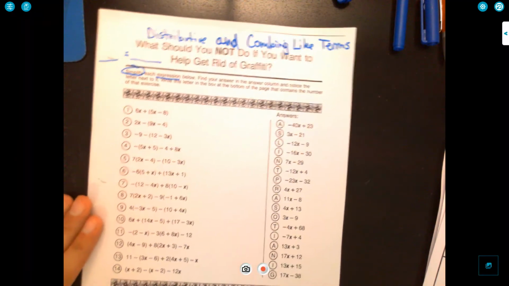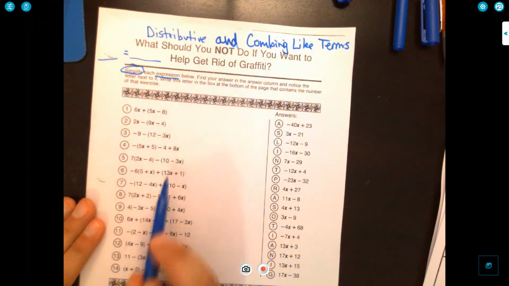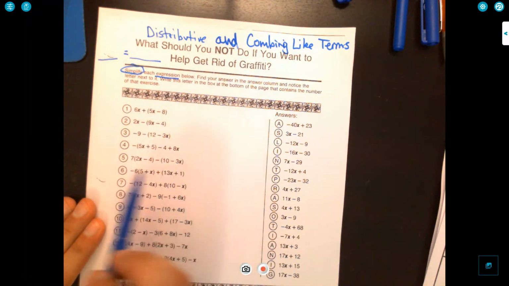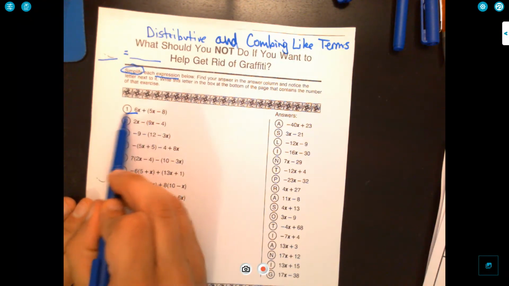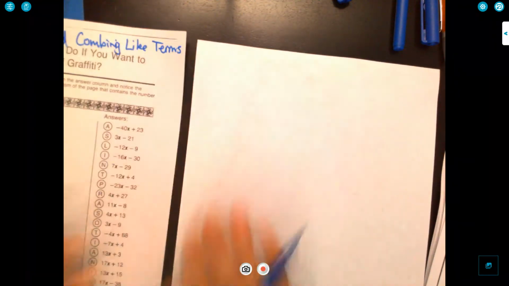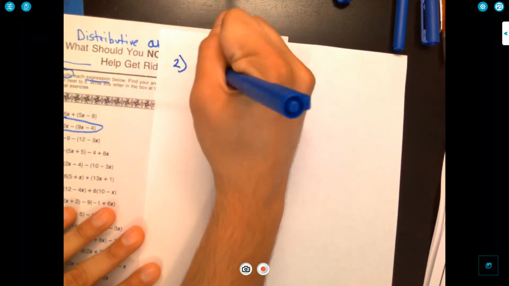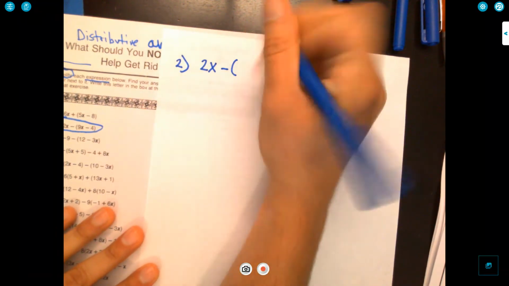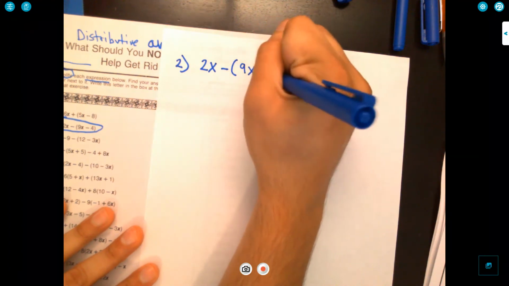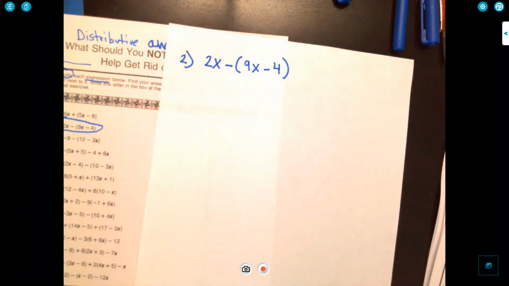All right, so I'm going to pick out some random ones, maybe some ones I think might be struggling. So let's look at number 2 real quick. Number 2 has 2x minus open parentheses 9x minus 4 close parentheses.